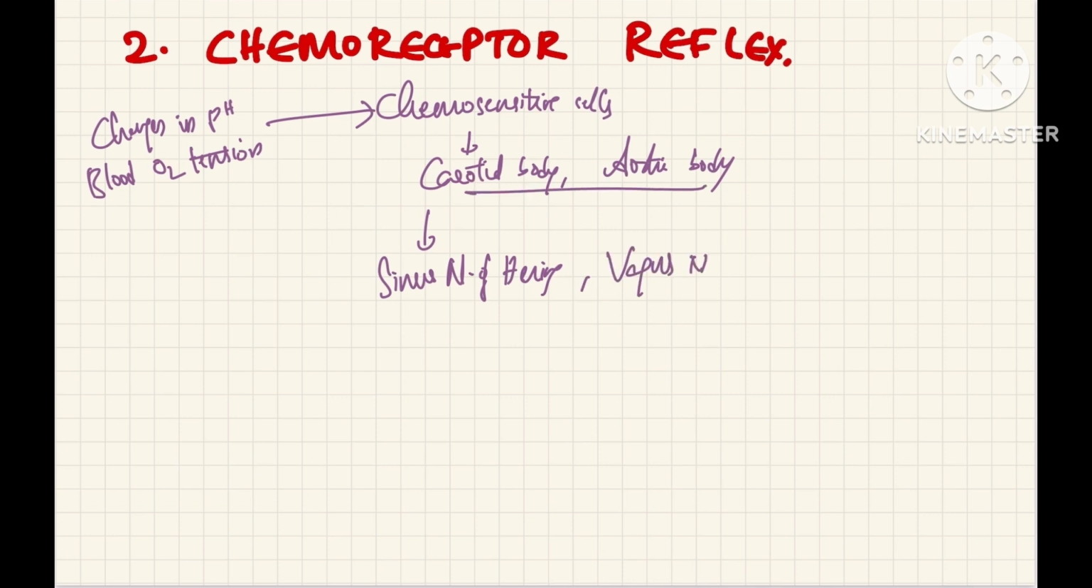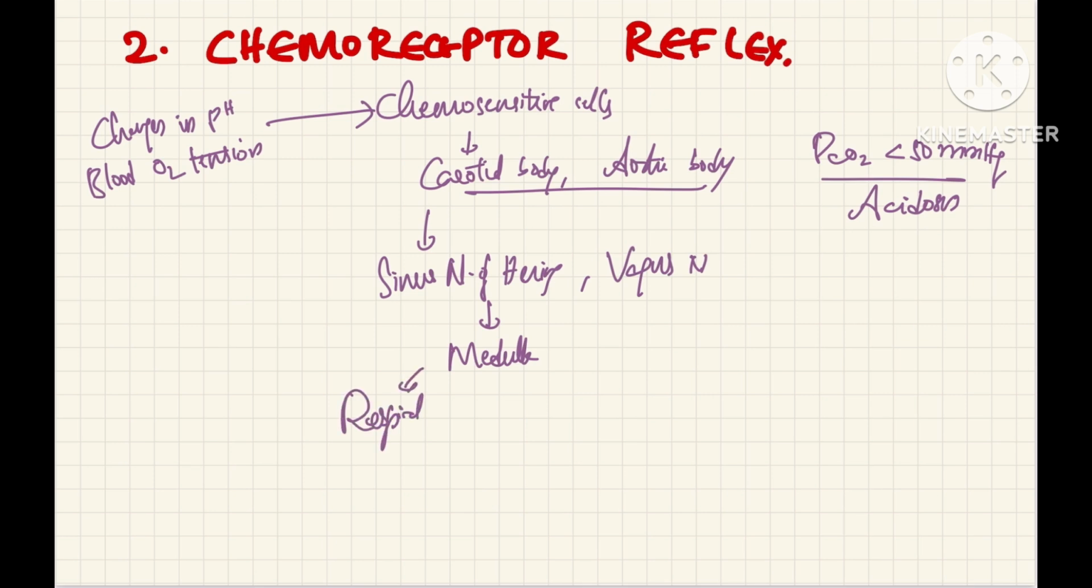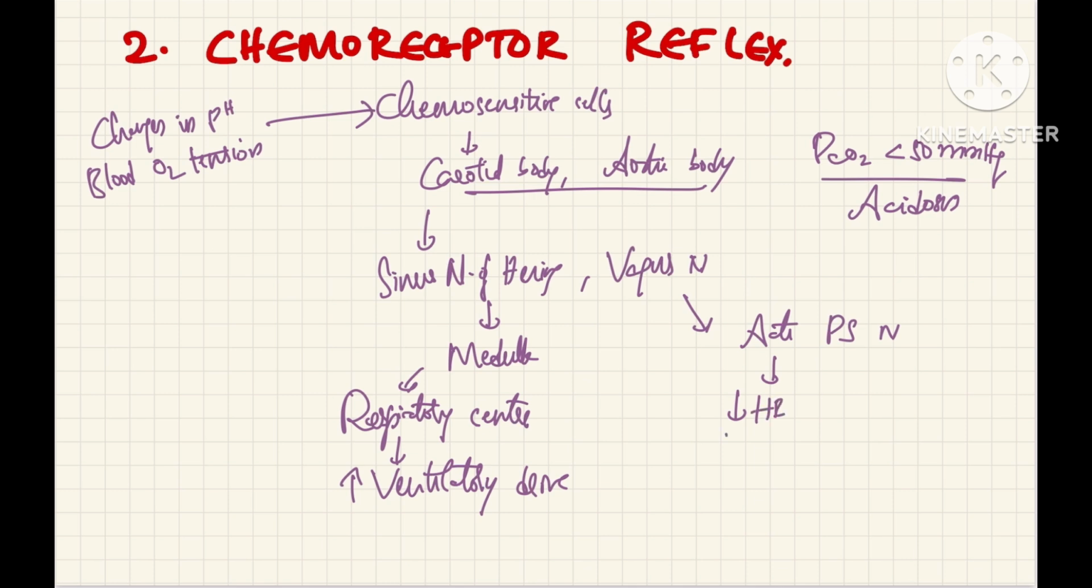This carotid body and aortic body responds at PaO2 of less than 50 millimeters of mercury and acidosis. From here, it goes to chemosensitive area of medulla. This stimulates the respiratory center and increases the ventilatory drive, and there is activation of parasympathetic nervous system, which results in decrease in the heart rate and decrease in the myocardial contractility.